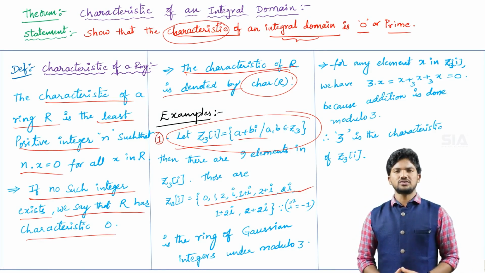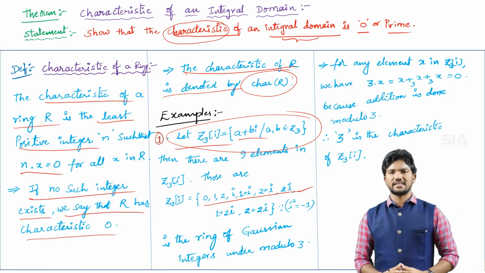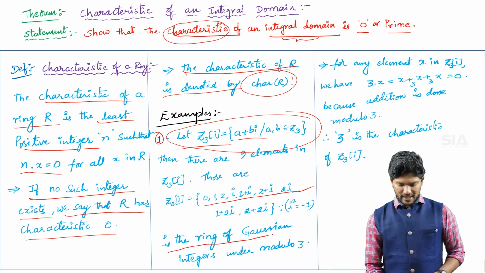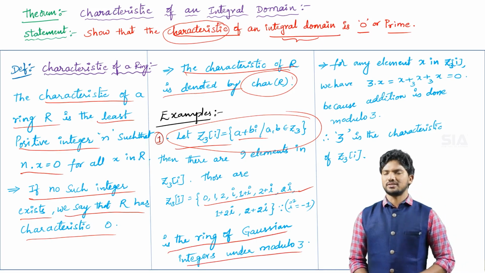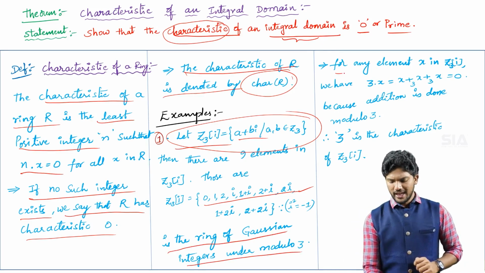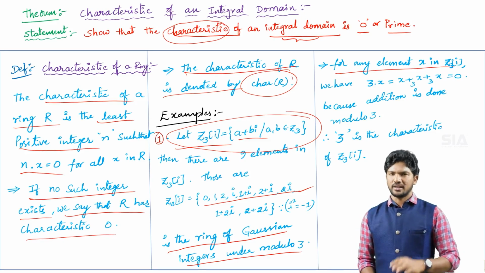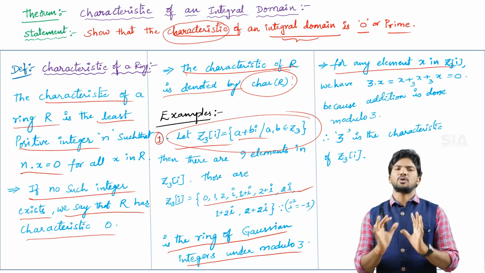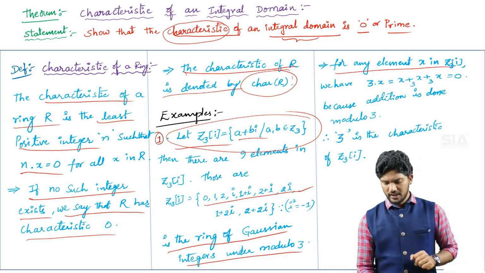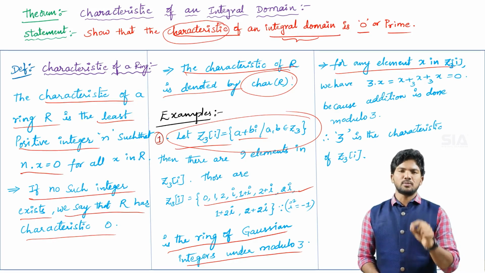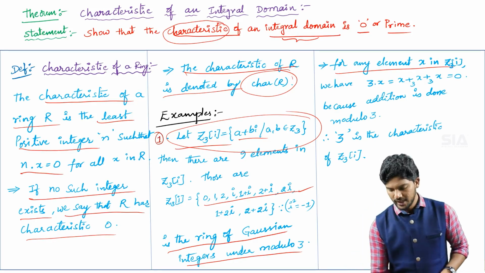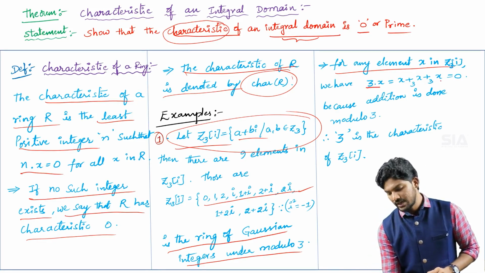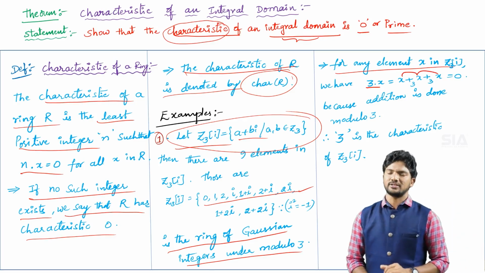Now what is the use of these 9 elements? Why are we taking this example? It is as per the characteristics. This is the ring of Gaussian integers under addition modulo 3. For any element small x in Z3 of i, there are a total of 9 elements. I am representing them with small x. Now I am multiplying with 3. So 3 into x is equal to x under addition modulo 3. So we are adding x 3 times under addition modulo 3.